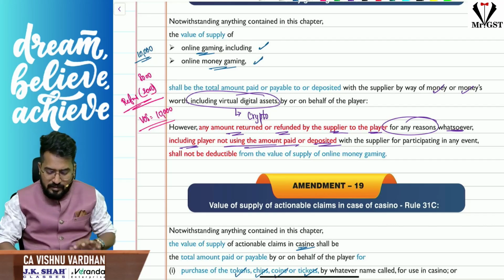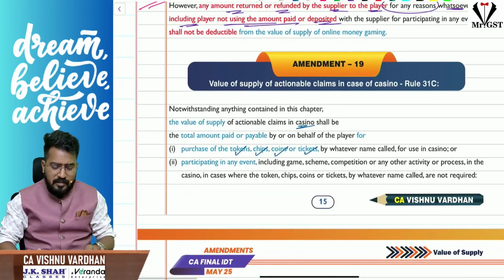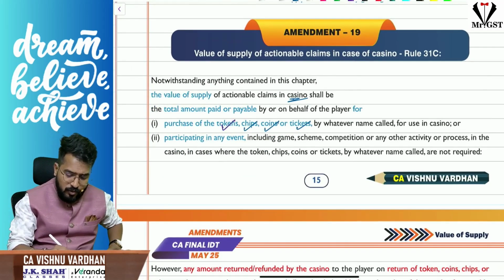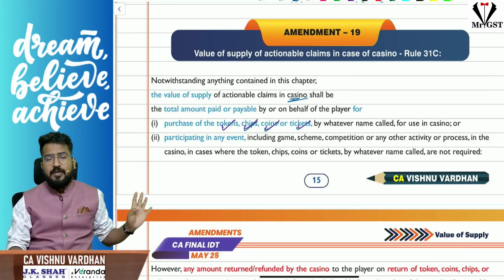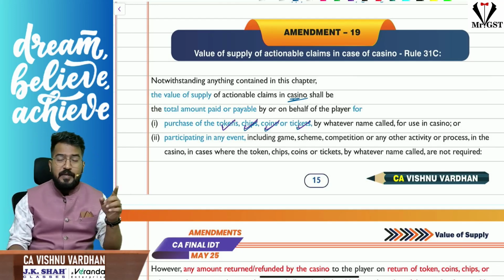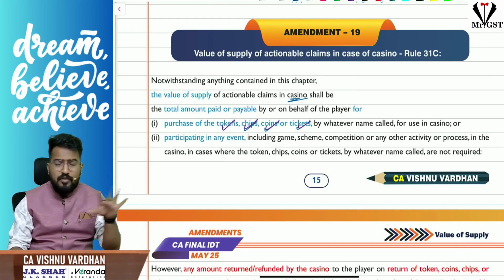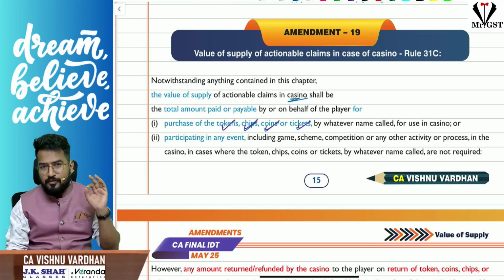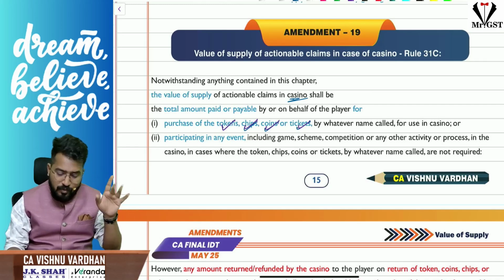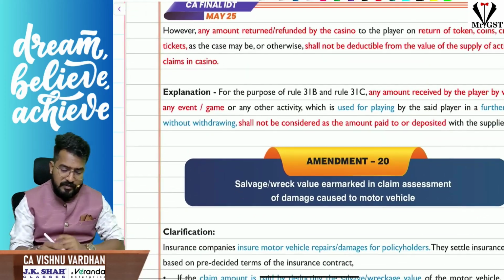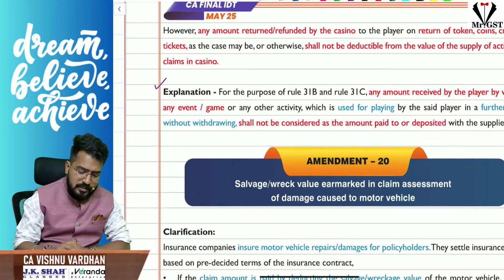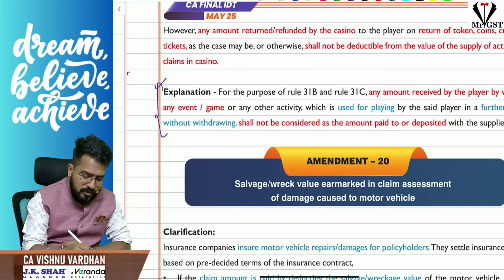So even in casinos also, if you are going to play any of these games where you are buying the tokens, chips, coins, tickets, all that stuff, how much ever you have deposited, that much will be taken as value of supply. I repeat, if anything is returned because you have not played the game, all the stuff, then also we will not leave you, we will charge full GST on full value. Okay, now another interesting point for both this rule 31B and 31C is this one.